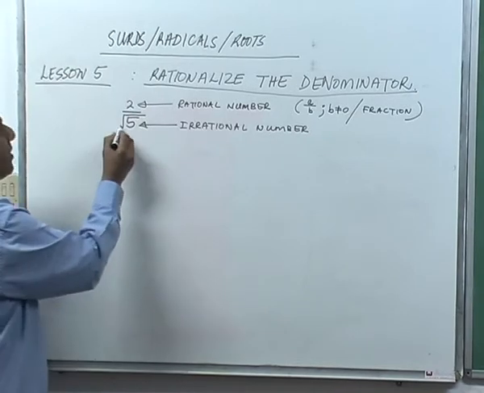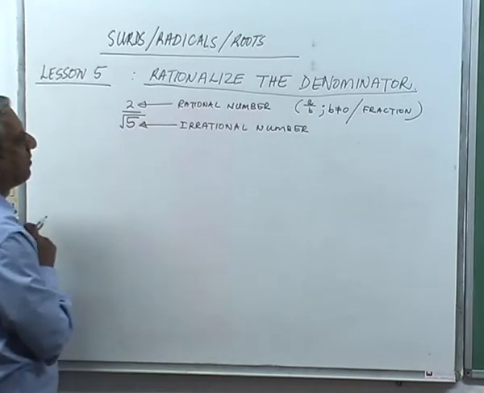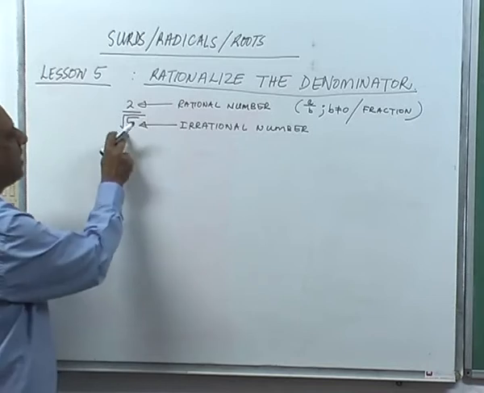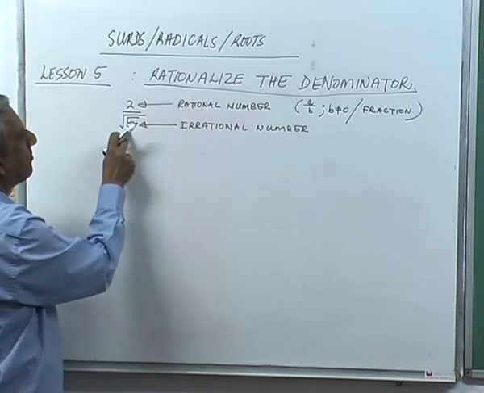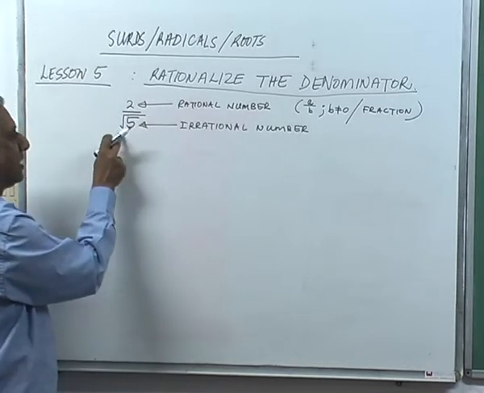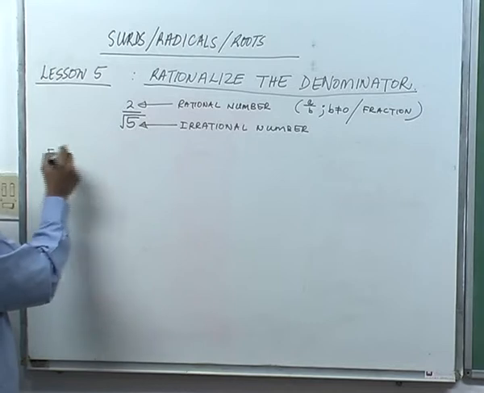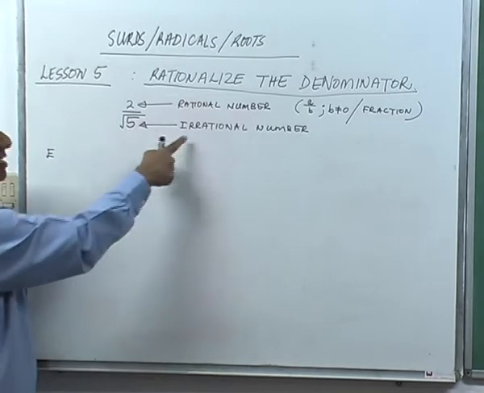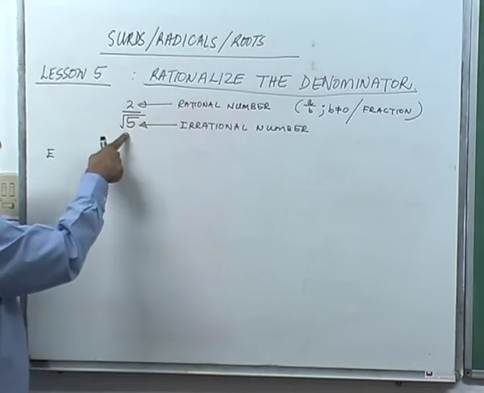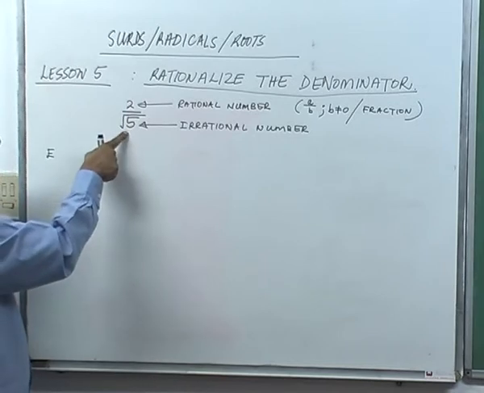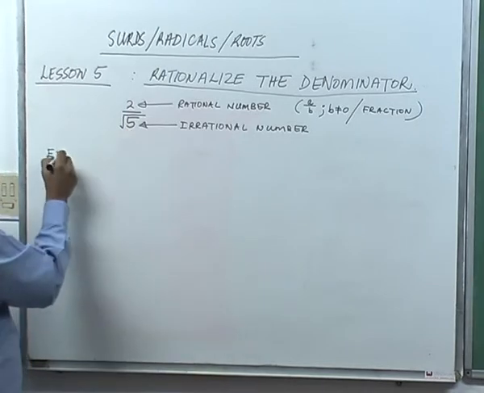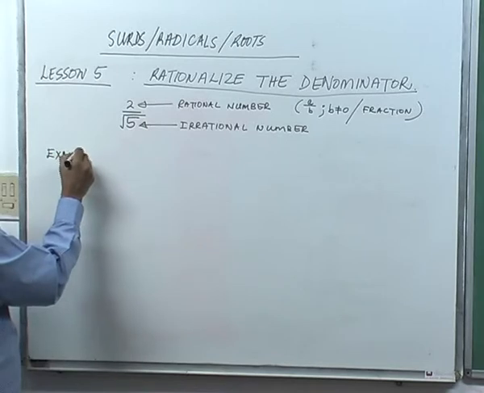But this one, square root of 5, is an irrational number. Right? You cannot find the square root of 5 exactly. That's why it's called irrational number. Right. So now, we do an example. So the denominator is irrational. You want to rationalize the denominator, means you want to make it rational. So, let's do some examples and see how it's done.